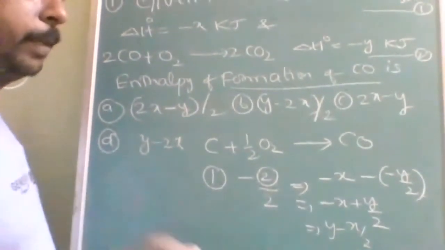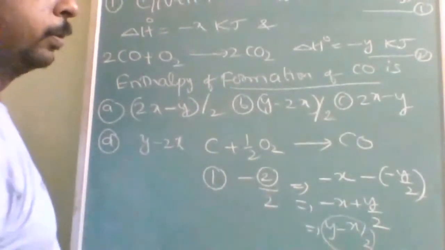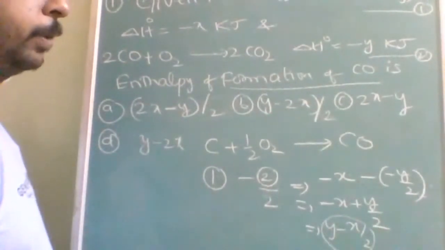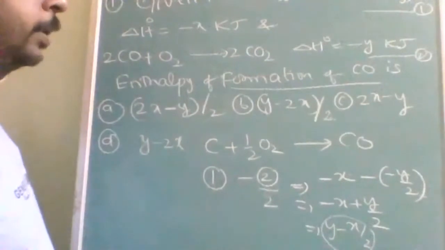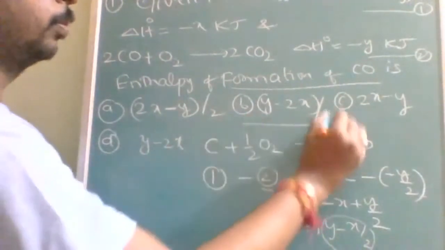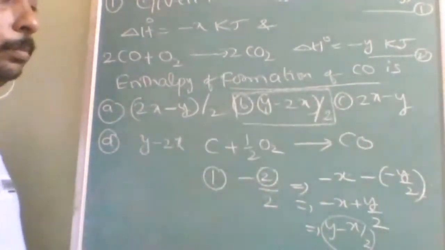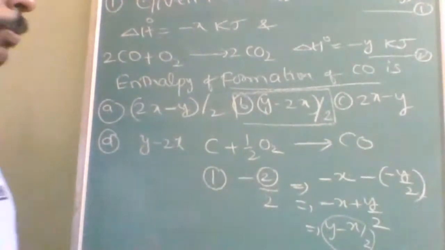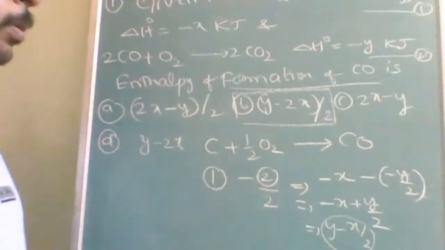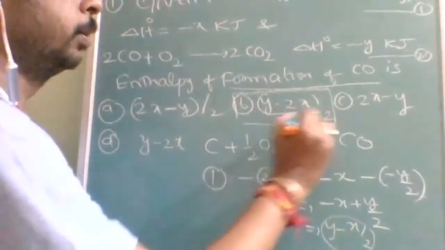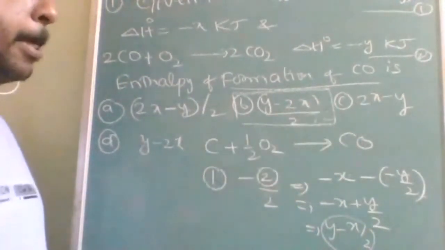It will be y minus x by 2. On simplifying, how much will you get? y minus 2x by 2. This is the total.